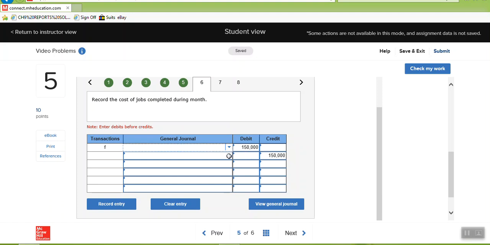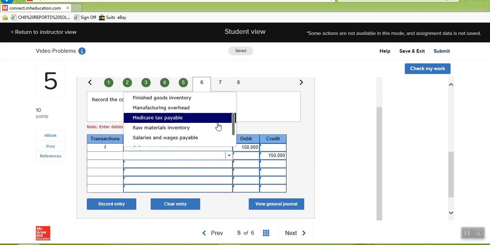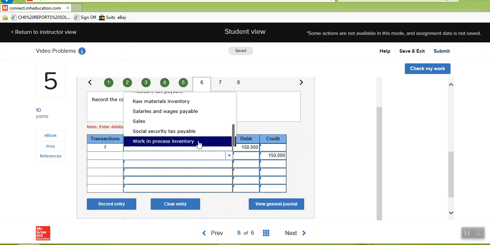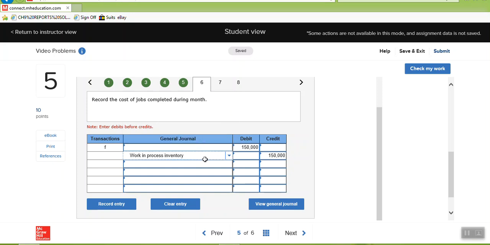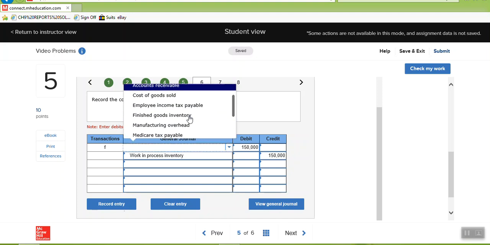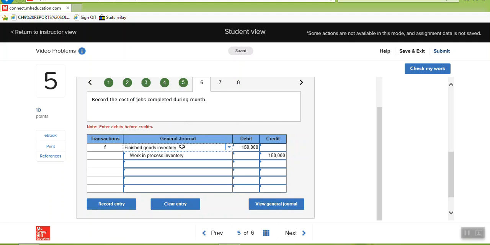That stuff that we finished started out in work in process. We've been putting all these expenses as we manufacture stuff into work in process inventory. Here we're going to take it out of work in process and put it into finished goods. Those are both asset accounts. So to take it out of an asset account, you credit, and we're going to put it into finished goods inventory, which is an asset, so you debit.